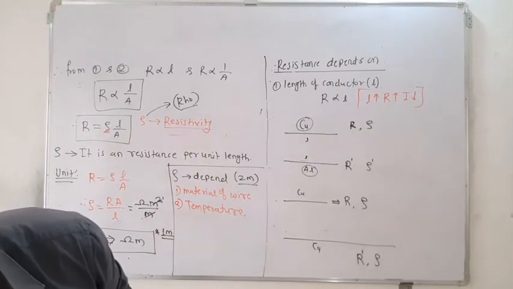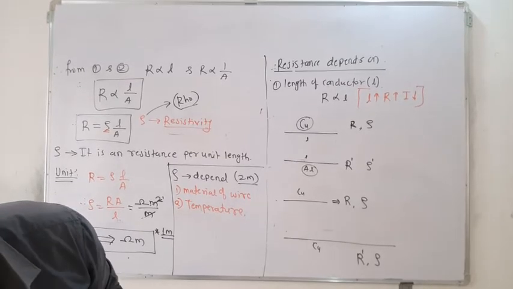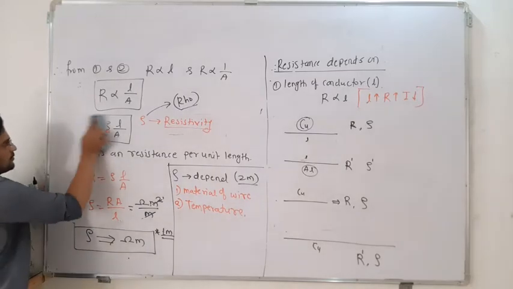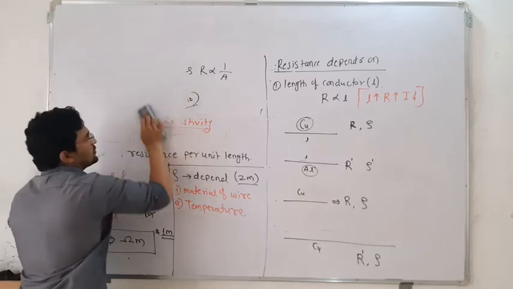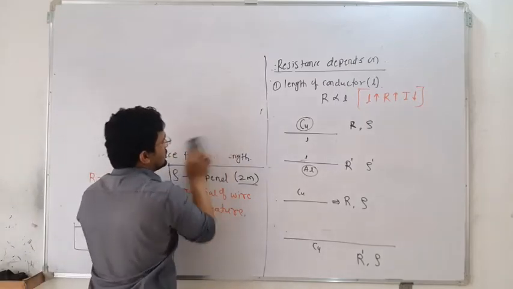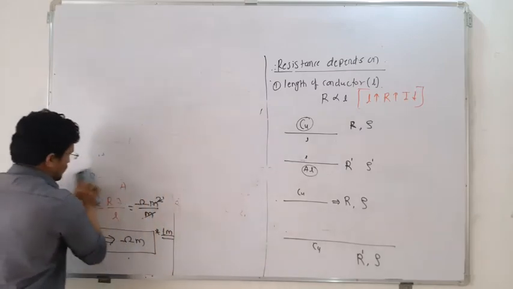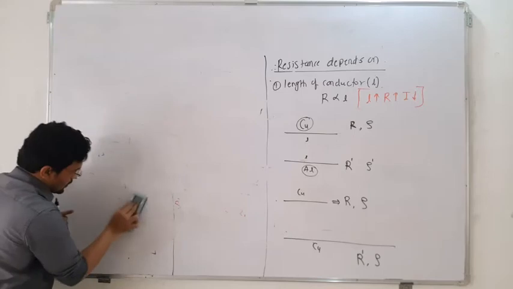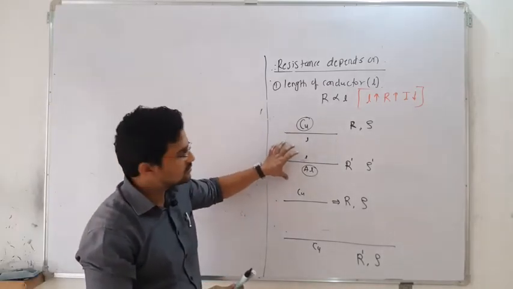Okay, now we will see some graphical representation of the resistivity for materials like metal, or maybe semiconductor materials. So just note it down, this example is very important.